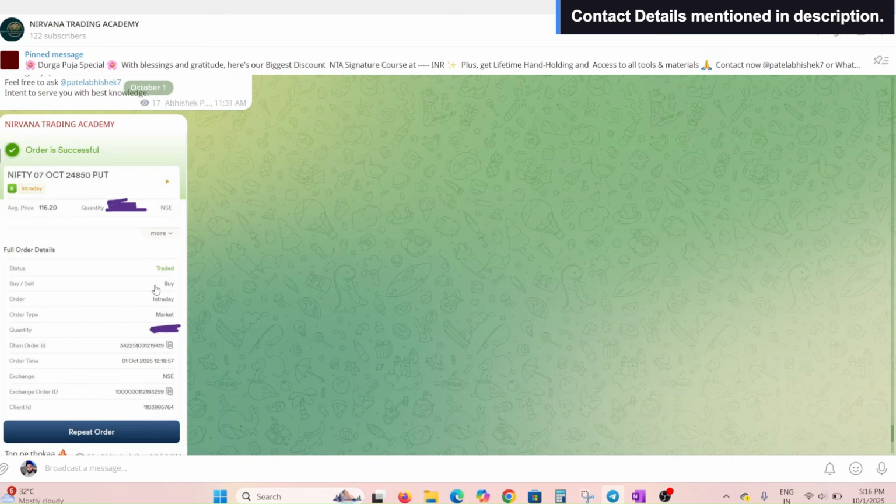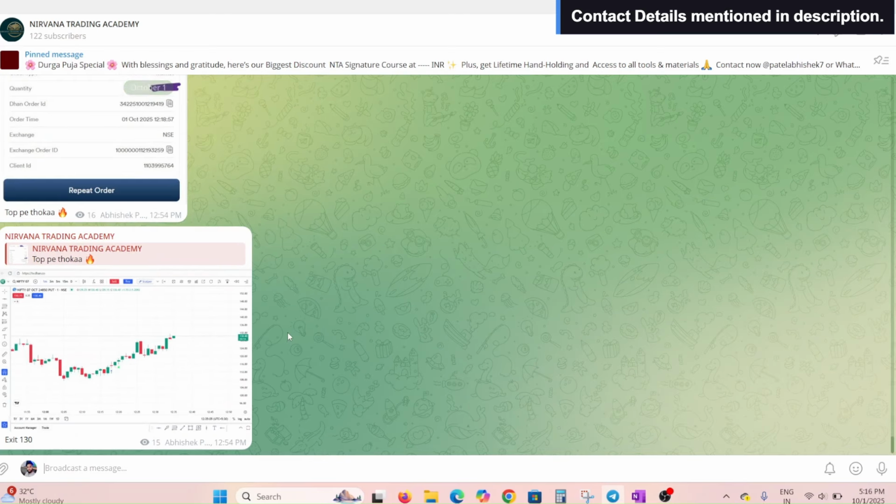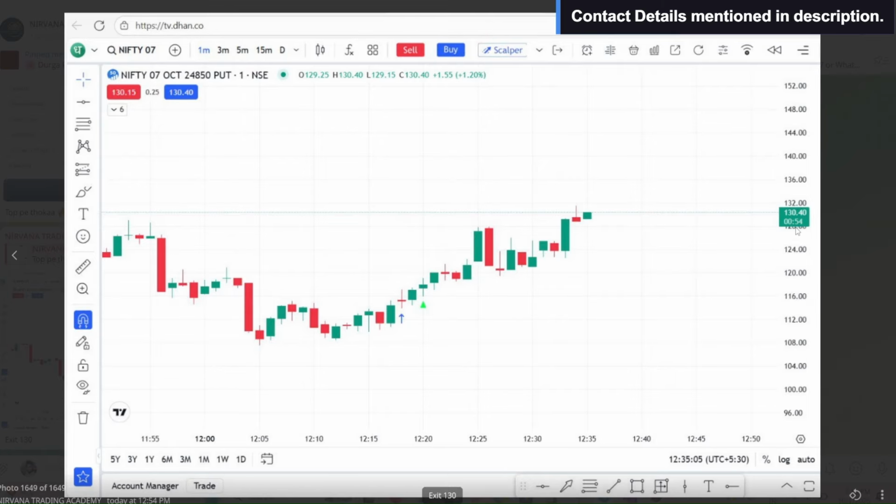Now let's discuss the second trade, which is based on the dead cat bounce setup. So this is the 24850 put option. If you see the price, that is 116. If you see the timing, that is the 12:18 candle close. Now let's discuss the exit. So we exited this trade at 130 at the timing of 12:35.